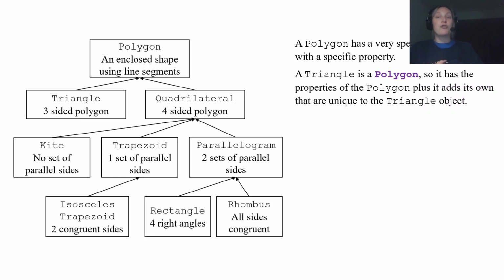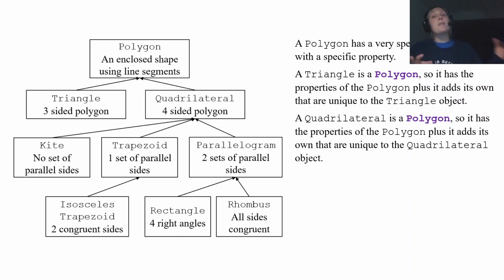Okay, so a triangle is a polygon. So it's going to get all of a polygon's properties plus add its own. Same thing with a quadrilateral. A quadrilateral is a polygon. So it gets all the properties of that polygon and then it adds its own.